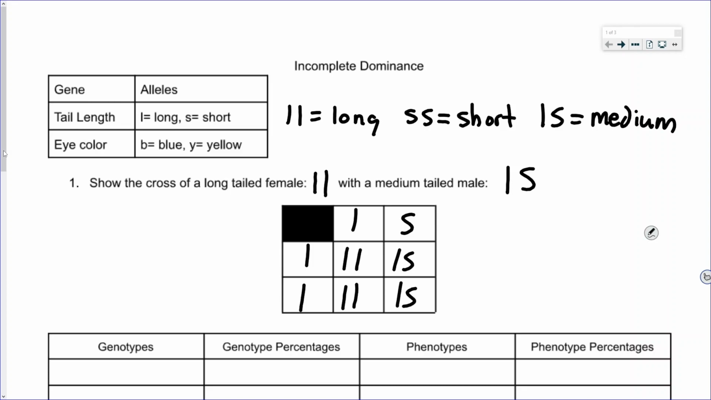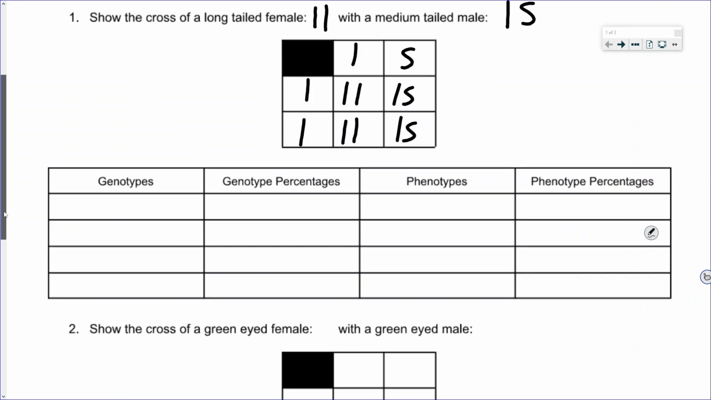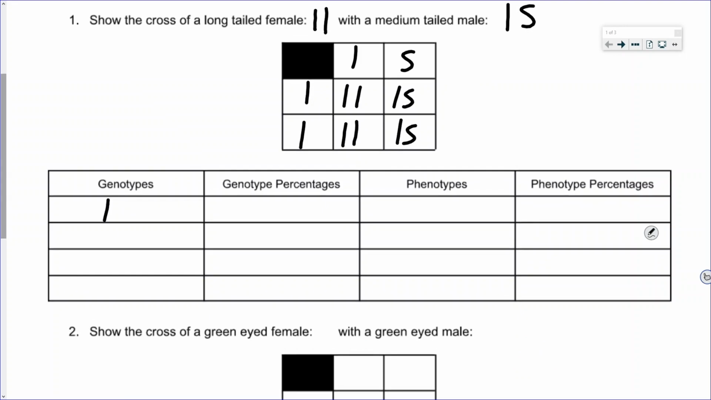So again, this information then gets transferred down to the genotype and phenotype ratio boxes. The only genotypes that show up for this cross are LL and LS. There are 2 that are LL, so 2 of 4 is 50%. And there are 2 that are LS, 2 of 4, 50%.